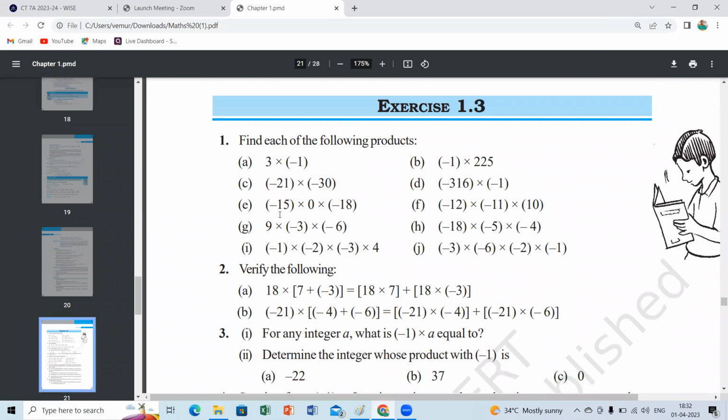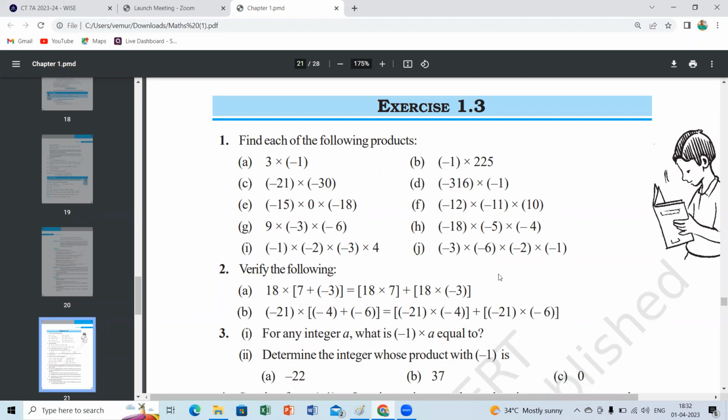Wonderful. Go with the C bit. Where is Anubhav? Yes, ma'am. C minus 20. Ma'am, positive 630. Very good. It's positive 630. Absolutely correct. Go D bit, Varshit. Ma'am, it's positive 316. Wonderful. 316. Very good. Now E bit for Anubhav. Ma'am, it will be 0. Very good. 0 multiplied with any number is 0.